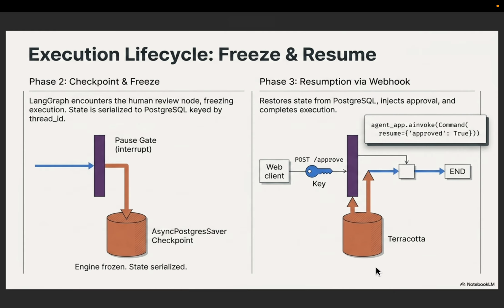This is going to highlight how the freeze and resume will work. So in the first phase, LangGraph will encounter the human review node, and the state is serialized to PostgreSQL keyed by thread ID. So we're going to create a specific thread ID when you give a prompt, and with respect to that only, we're going to save that as a checkpoint in the Postgres saver. And whenever we get any approval to continue, we can take this data back from the Postgres saver, and we're going to carry on with the process.